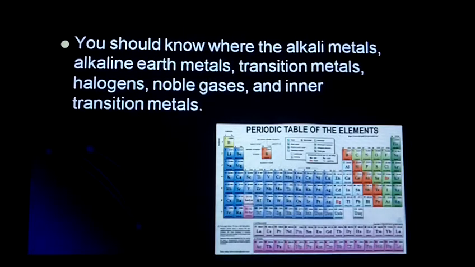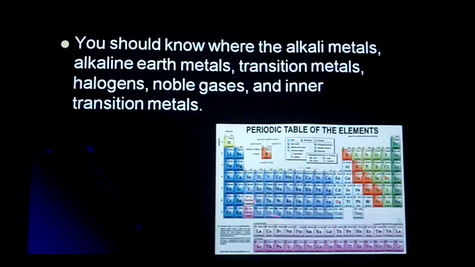You should know where the alkaline metals, alkaline earth metals, transition metals, halogens, noble gases, and intertransition metals are on a periodic table. Let's start with the alkaline metals. The alkaline metals are this first column right here. They include things like lithium, sodium, potassium, rubidium. Everything in this first column is an alkaline metal. Alkaline earth metals, second column. Alkaline earth metals include beryllium, magnesium, calcium, strontium, and so forth. Second column is known as alkaline earth metals.